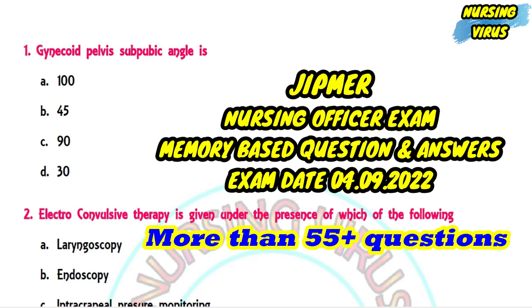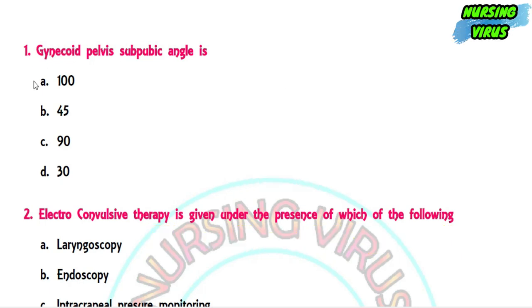So here we'll go with the first question. The gynecoid pelvis subpubic angle is option A 100, 45, 90 and 30 degree. So probably the gynecoid pelvis will be considered as a normal one. So the subpubic angle of 90 degree is the correct one.